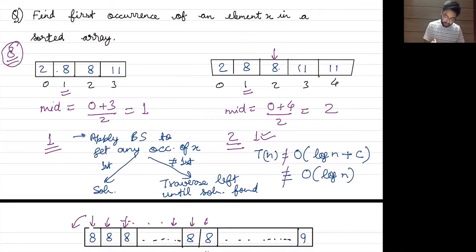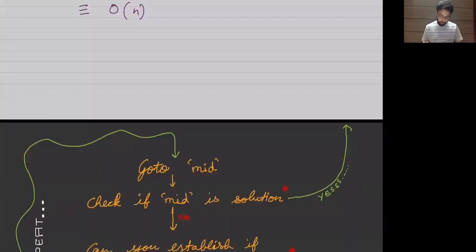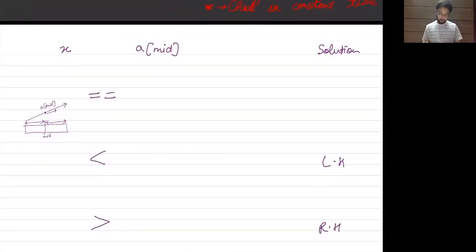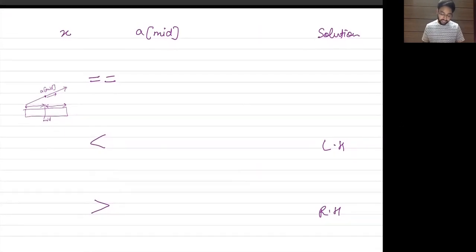So if x is equal to a mid, like in both these cases, then we need to further check if that is the first occurrence or not. And to check whether the mid element is the first occurrence, we need to check the element on its left. So the left element, which is nothing but a of mid minus 1. So if x is equal to a mid, then we also check the left element. Now for the left element, what are the different possibilities? One possibility is there is no left element at all.